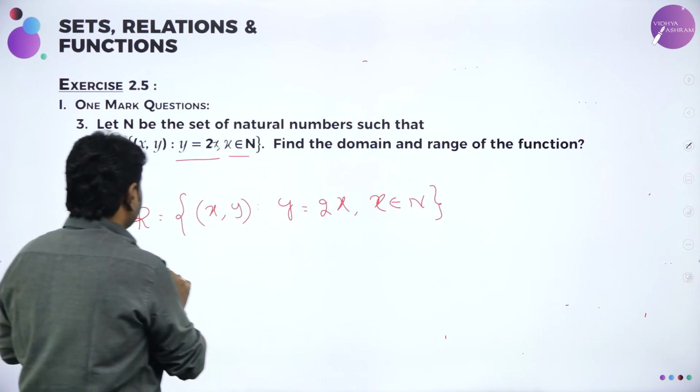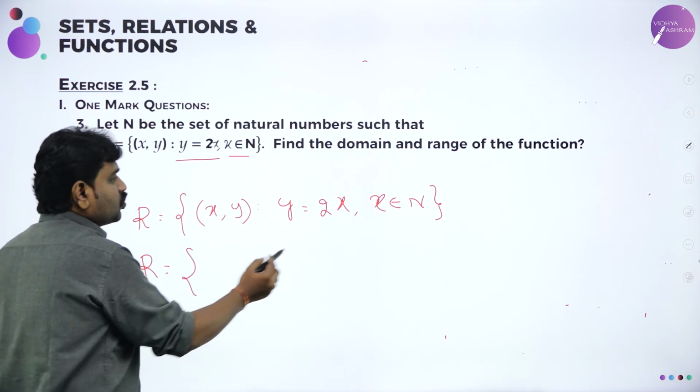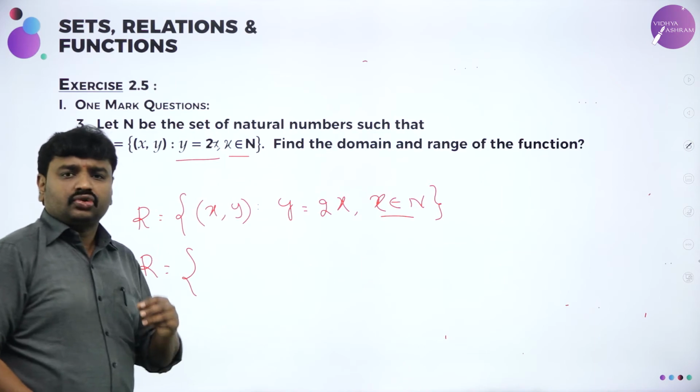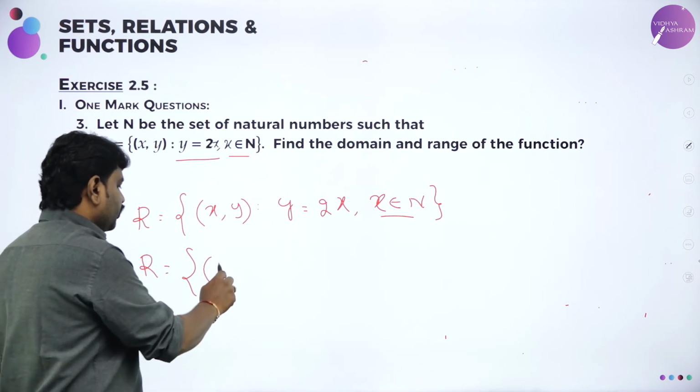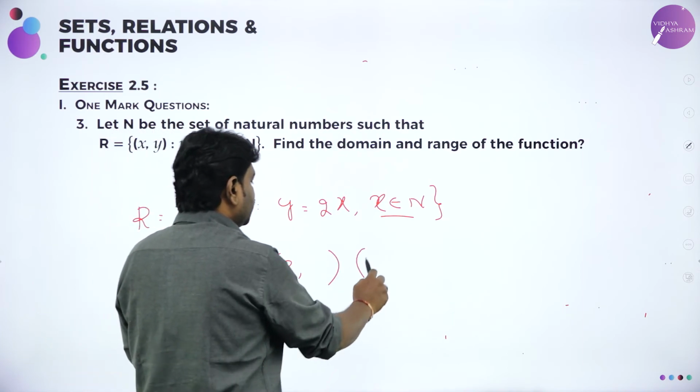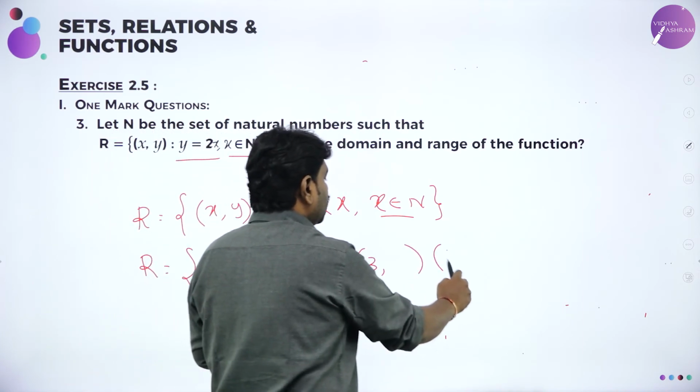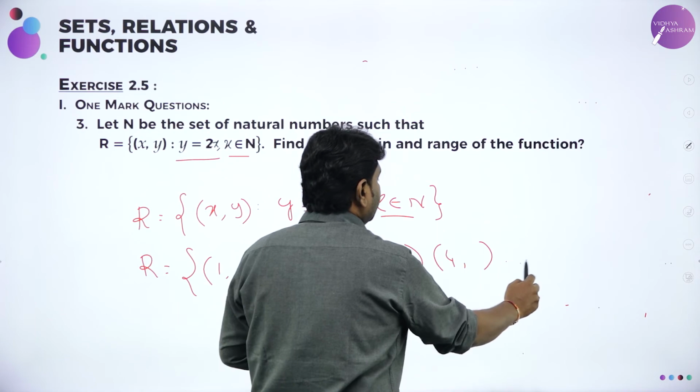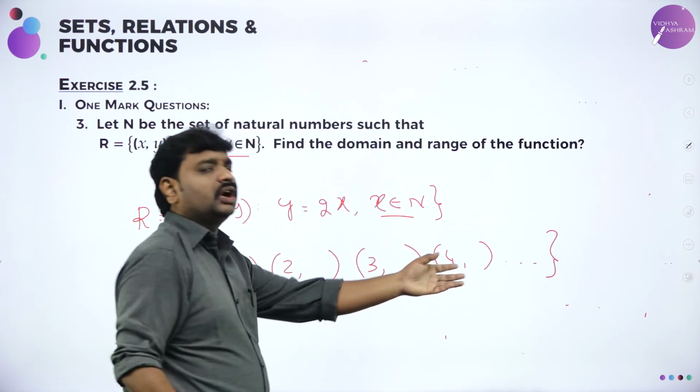My dear students, you can write R directly. X is what? Natural number. So you know natural numbers. So I will take first 1, x I am taking, then natural number 2, then natural number 3, then natural number 4, and how many natural numbers do I have? Infinity. So it goes on. For an infinite set, put dot dot.